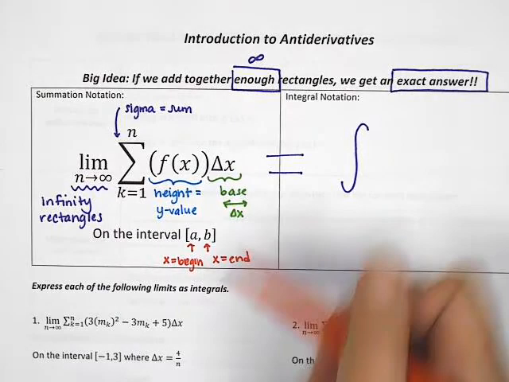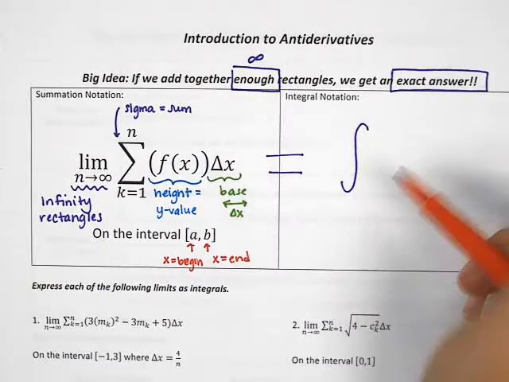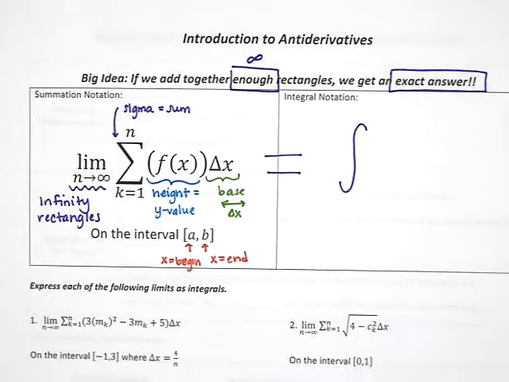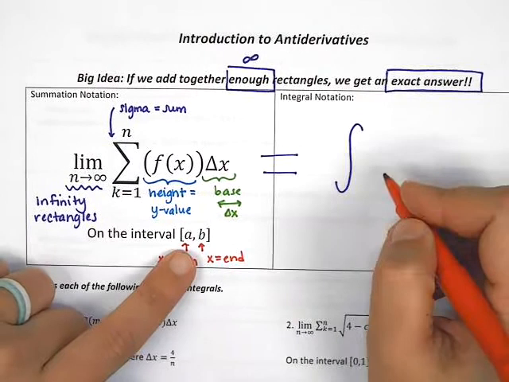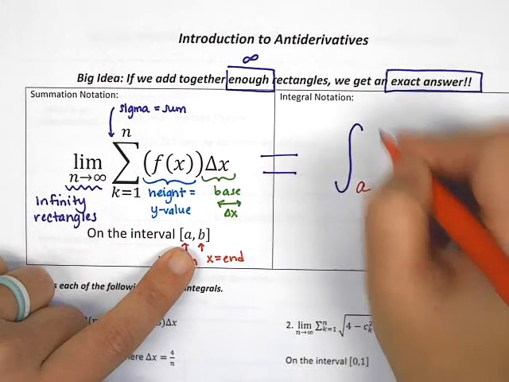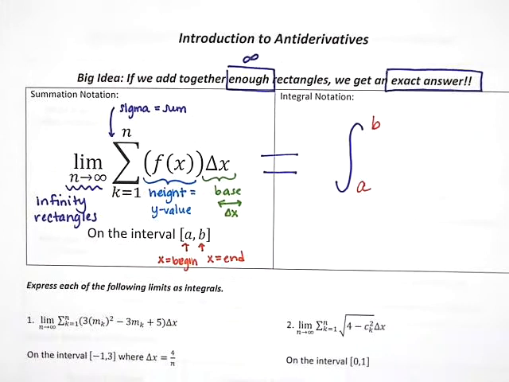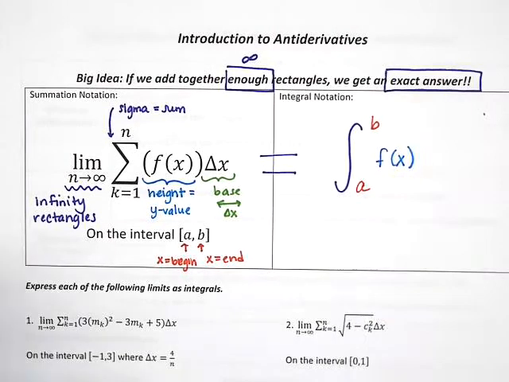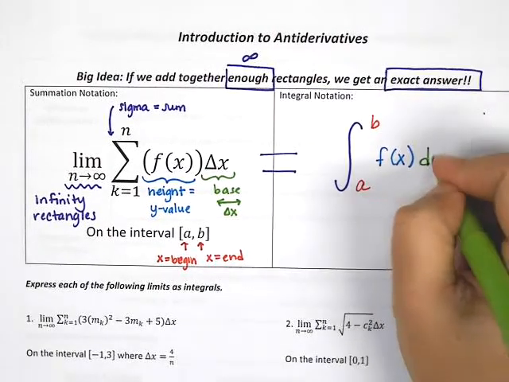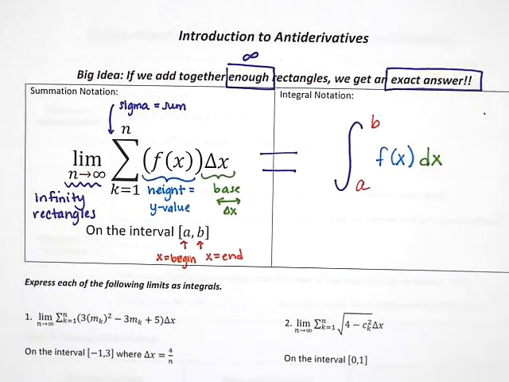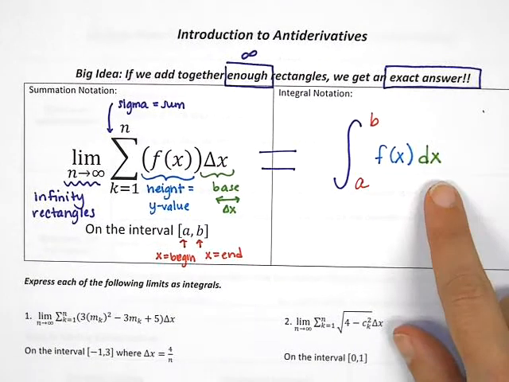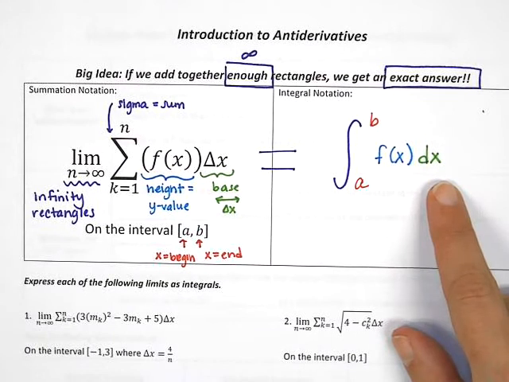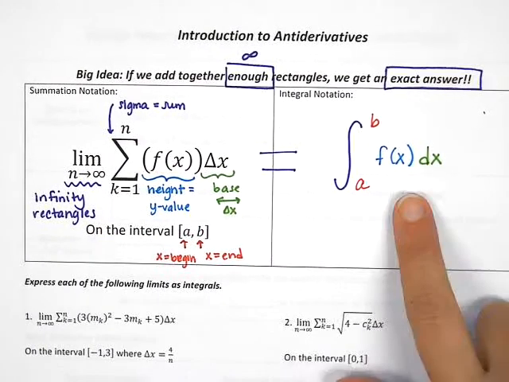And just like this notation has certain pieces in it, an integral notation has certain pieces. Instead of writing the interval at the end, we write the interval on the integral symbol. We still put f of x inside of our integral, but instead of a delta x to represent the base, we write a dx because dx is just infinitely small. So basically we're making really skinny rectangles. Saying this and saying this are equivalent.